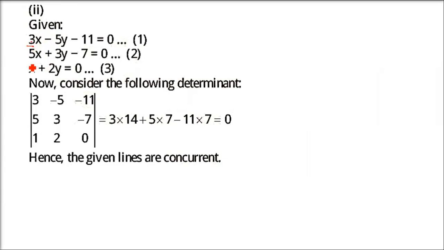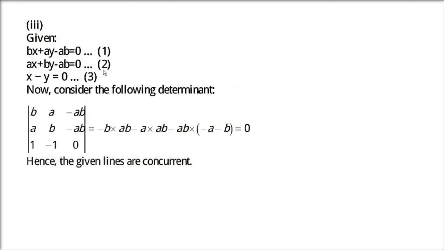The second is exactly the same as this. So we have a1, a2, a3 as 3, 5, 1. b1, b2, b3 as minus 5, 3, 2. c1, c2, c3 as minus 11, minus 7 and then you have to take 0 because there is no c in the third equation. So a3 is 1, b3 is 2 and c3 is 0. So just put it here, the determinant you know, it will be 0, that is concurrent. You just have to take it and find out whether it is 0 or not.